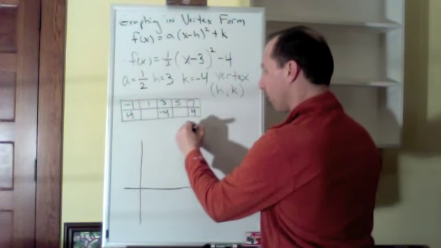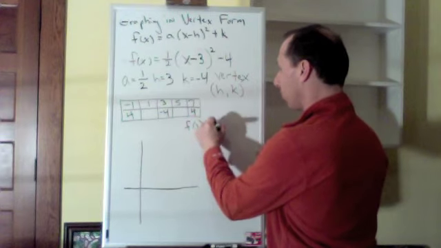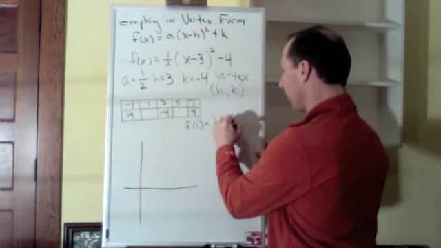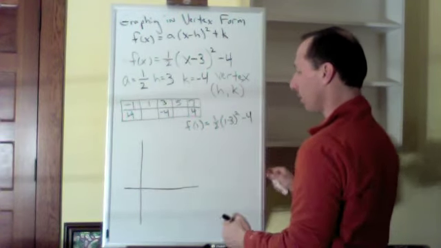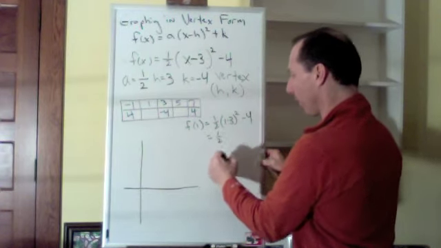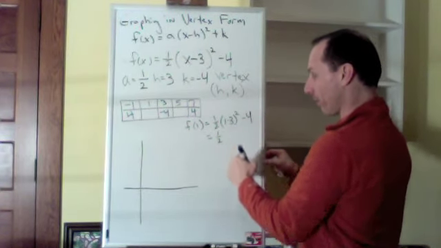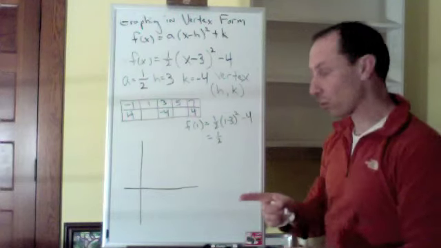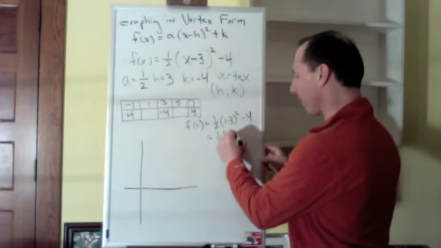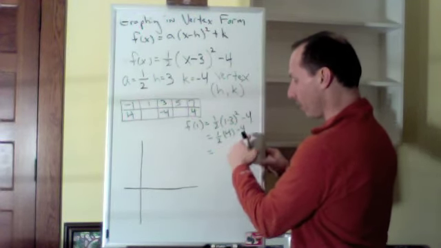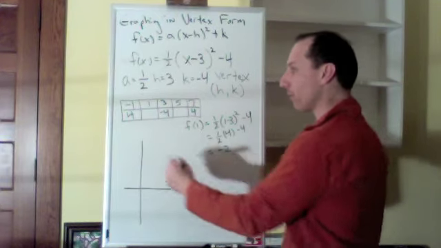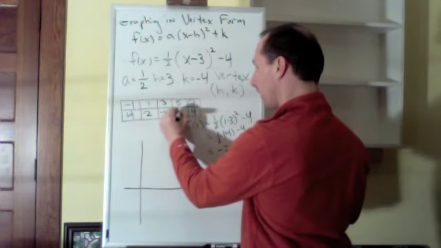I do the same thing with positive 1. I have f of positive 1 is equal to 1/2 times (1 minus 3) all squared, minus 4. So that's going to be 1/2 of, and again, 1 minus 3 is a negative 2, and negative 2 squared is positive 4, so it's 1/2 of 4 minus 4. That's 2 minus 4. I'm going to get a value of negative 2. I'm going to put that right here and right here.